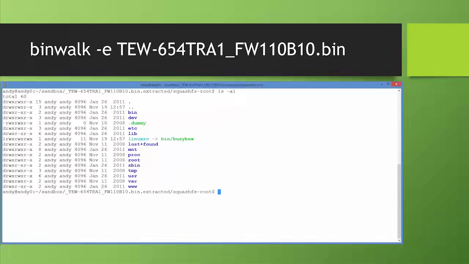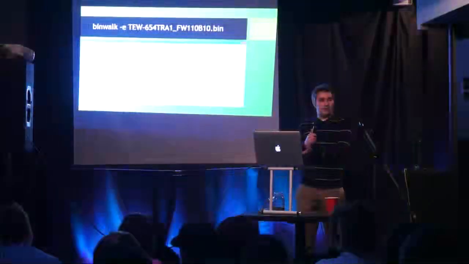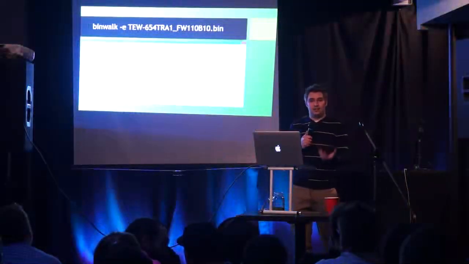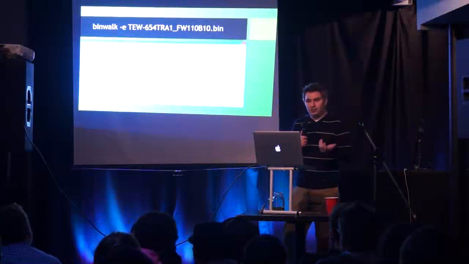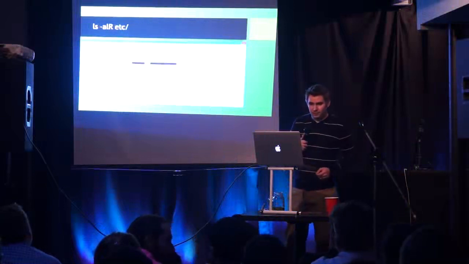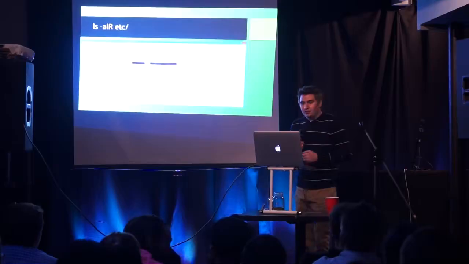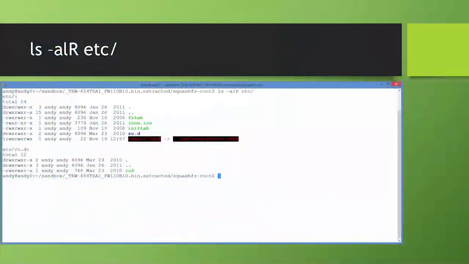Anyone that knows anything at all about Linux will recognize this. It's got a bin, etc, sbin. This looks pretty normal. So basically what we've done here is we've taken the firmware, we've extracted all of the files out, and we've got the little Linux system that the device is running available to us to analyze.